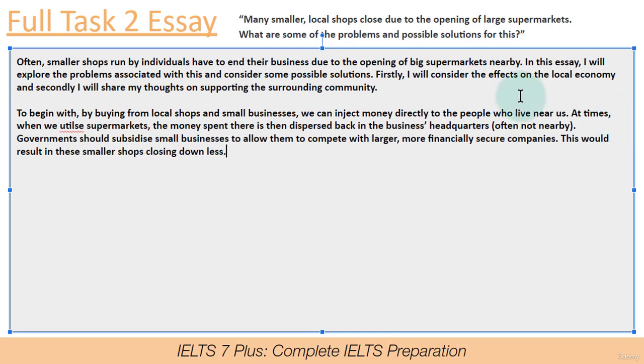Okay, that was quick, but sometimes when we write, we just need to go with the flow. Governments should subsidize small businesses to allow them to compete with larger, more financially secure companies. So basically, local governments, national governments should pay small companies money to stay open. And then this would result in smaller shops closing down less. So this is my result sentence here at the end.